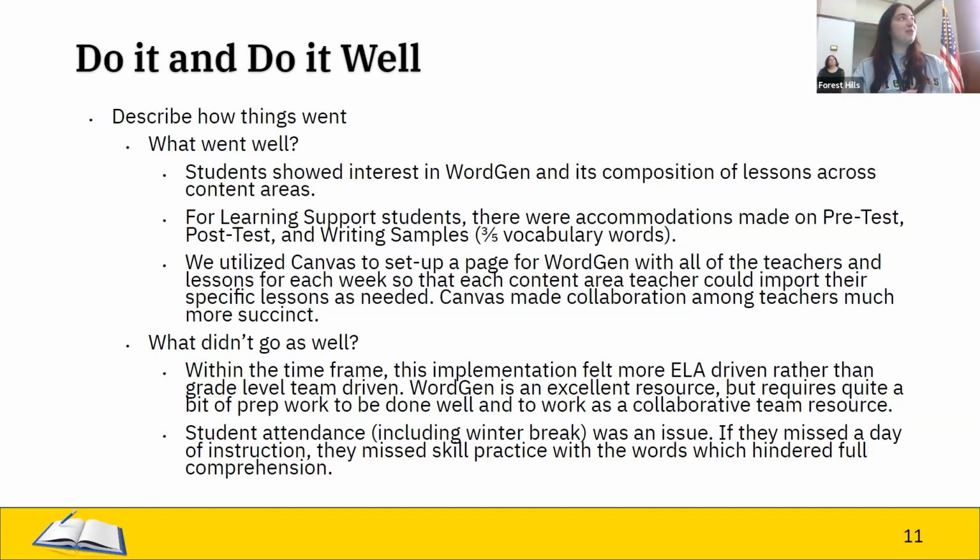I think like everyone's mentioned, what didn't go so well was the time frame. It was really hard to implement this as something that was content and team driven rather than feeling more ELA driven. We found that WordGen is an excellent resource, but it requires quite a lot of prep work to be done really well and to work as a collaborative team resource and be effective in its implementation.